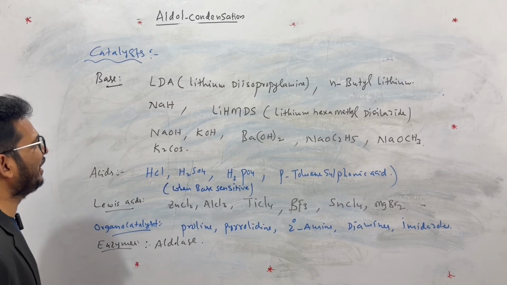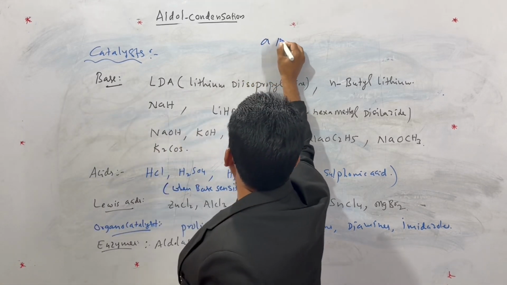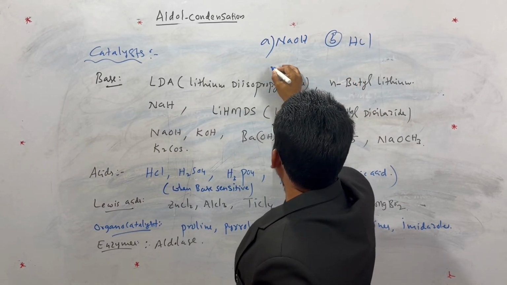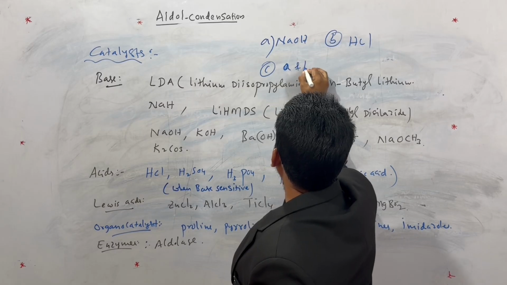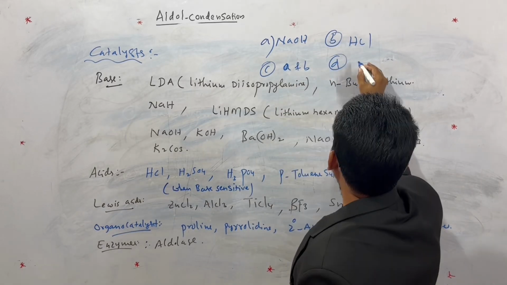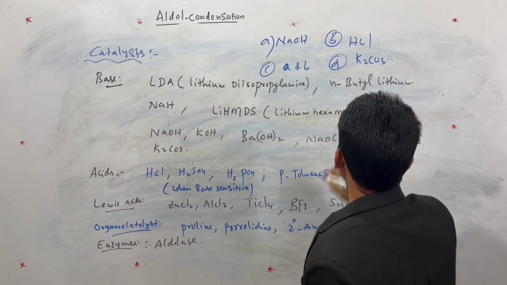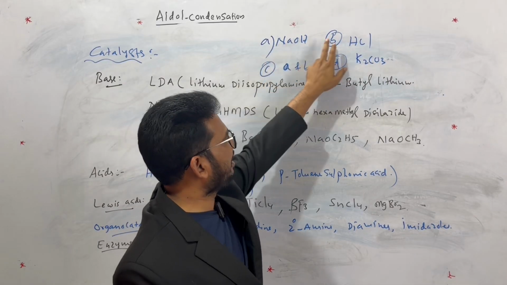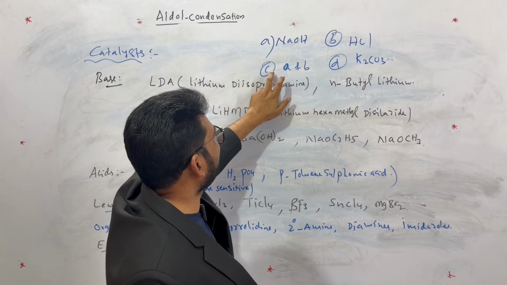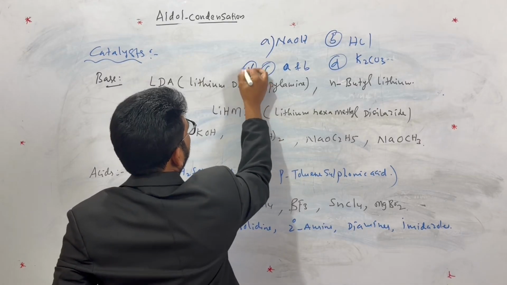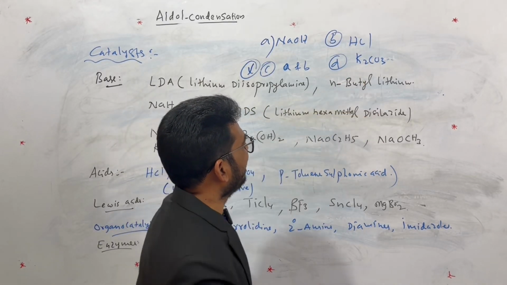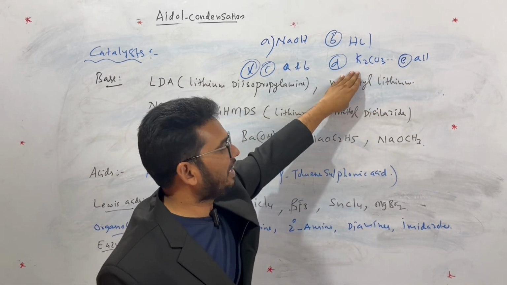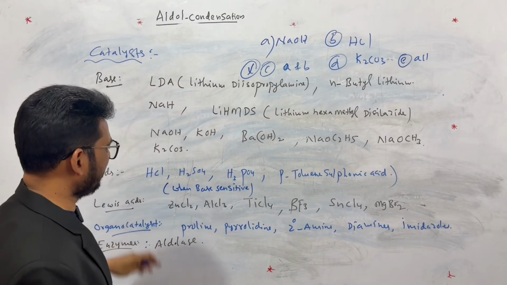How will they be asked in competitive exams? A, they will put NaOH as the catalyst we are using. B, they will put HCl. Then C, they will put both A and B. Then D, they will put potassium carbonate, K2CO3. These are the options. Then what will you do? Sodium hydroxide you know, HCl you know. That way you choose option C. But this option C is wrong. What is correct actually? Another option is also there, all. We have to choose all, because potassium carbonate is also used. That is the reason you should know all the catalysts.